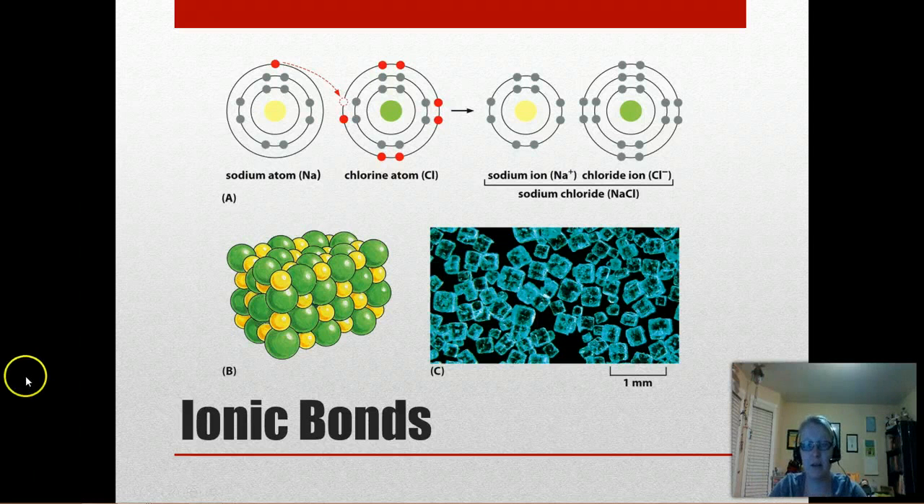This creates the ionic bond. It's not a super strong bond, but it is enough of an attraction that these 2 atoms will want to stick together.